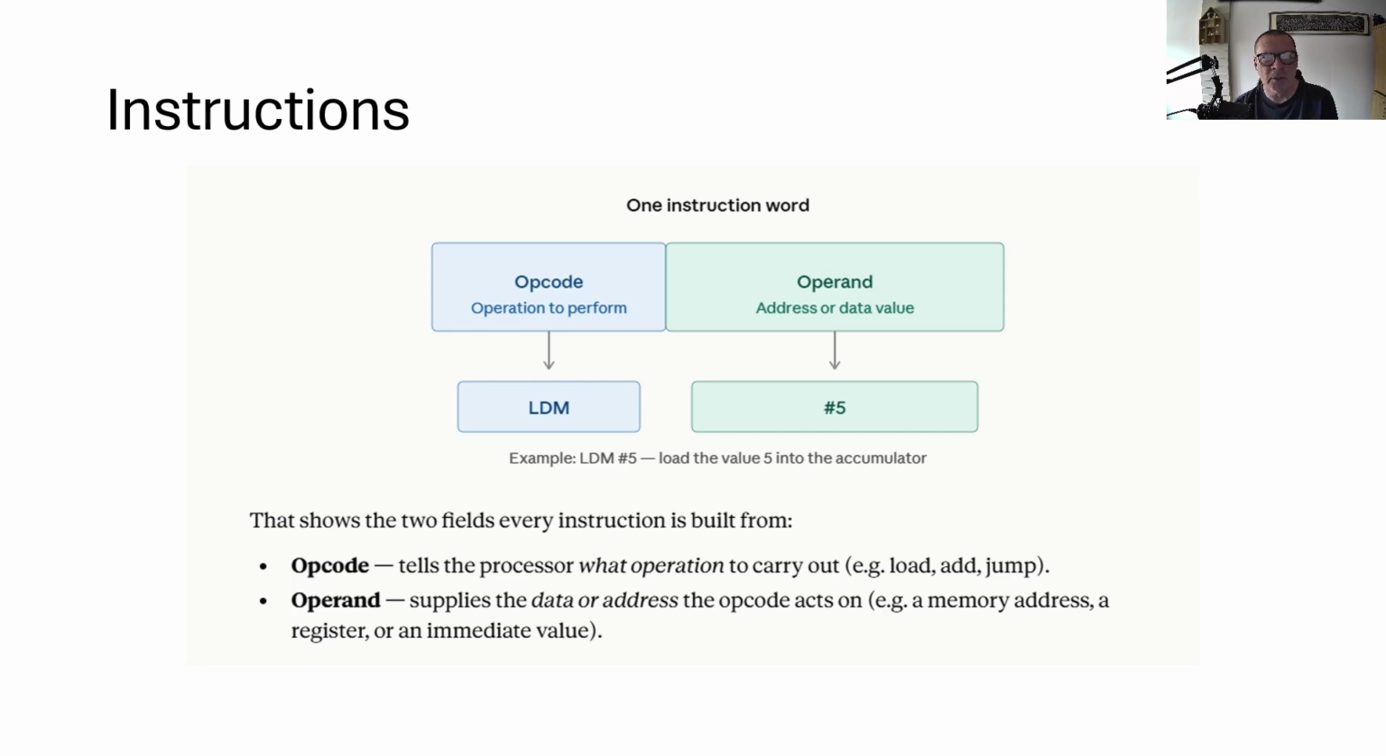So we've got the opcode on the left there. That's what we need to perform, for example, loading something into the accumulator. And the operand on the right, the value that it needs to do it with. So in this case, we're doing it to what says there, #5, which means literally the value 5. So we've got opcode and operand. Opcode is what you need to do, and operand is the data or address you need to use.